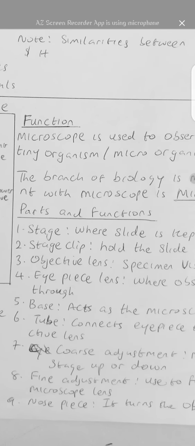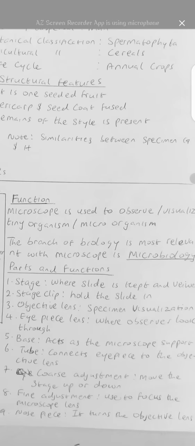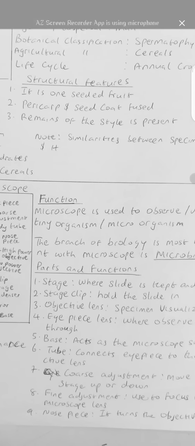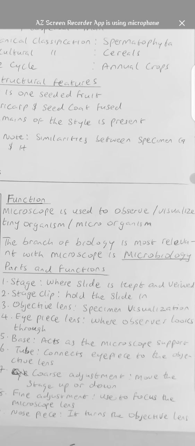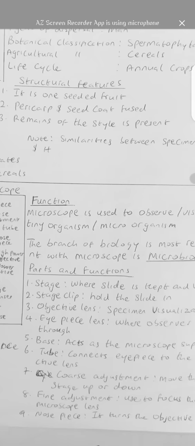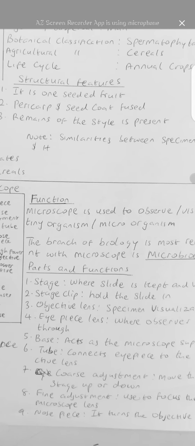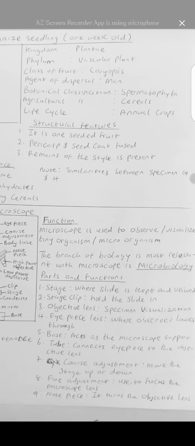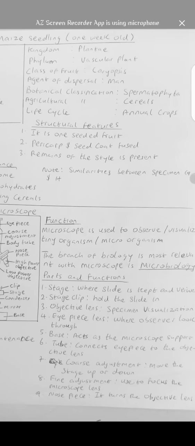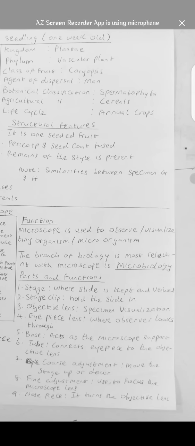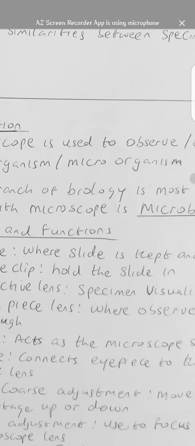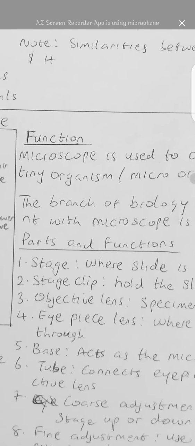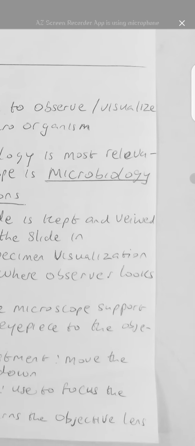So let's go to the function. A microscope is used to observe and visualize tiny organisms. That's microorganisms. The branch of biology that is most relevant to the microscope is microbiology. So let's look at parts. If you look here, you have parts. They can ask you some parts and functions of the microscope. So we have stage. Let me zoom in. Number one is stage. This is where the slide is kept and viewed.